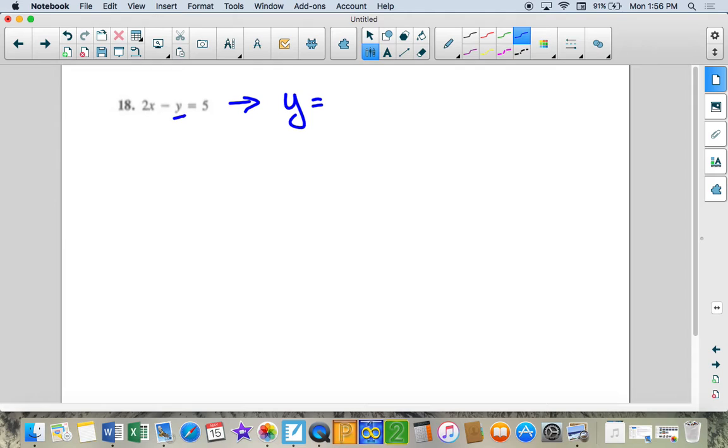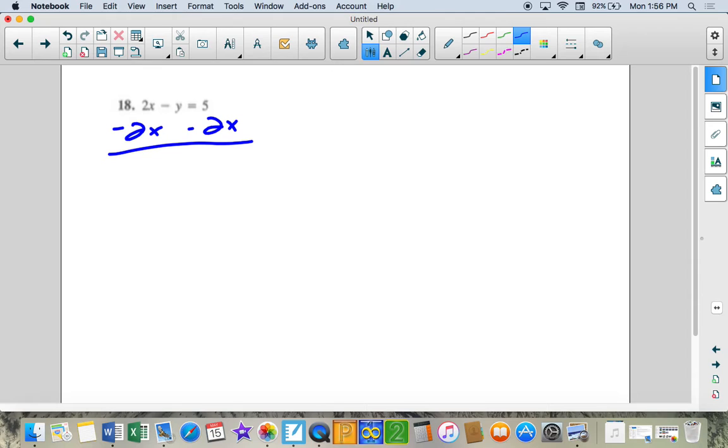So how can we get y by itself? There's two things that are happening to it right at the moment. 2x is being added to it, and -1 is being multiplied by it. So what do we get rid of first? We always get rid of things being added and subtracted.